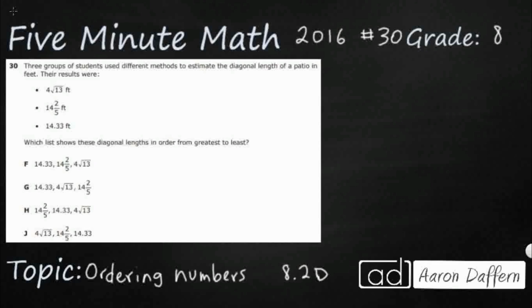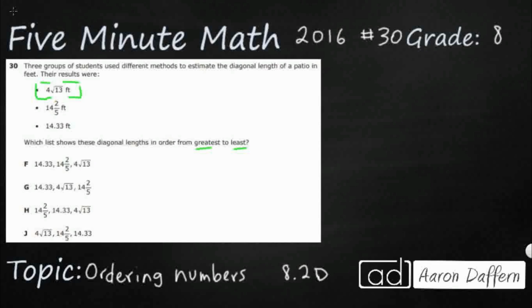So we've got three groups. They're using different methods to estimate the diagonal length of a patio in feet. Here are our three results. We need to find these lists in order from greatest to least. The last two look okay, but look at this.